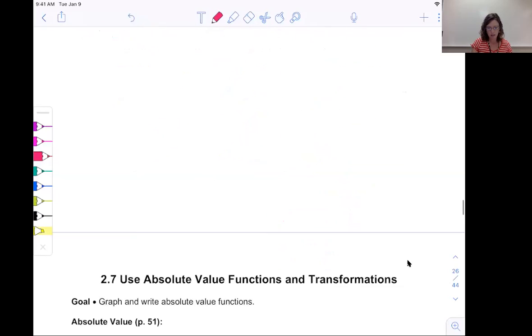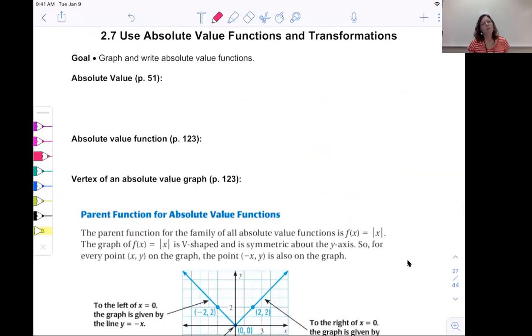Okay, so I'm going to go back to the iPad screen and we're in the notes. We're going to do a quick little review of absolute value, which we solved in chapter 1, and we said that the absolute value is a distance a number is from 0.